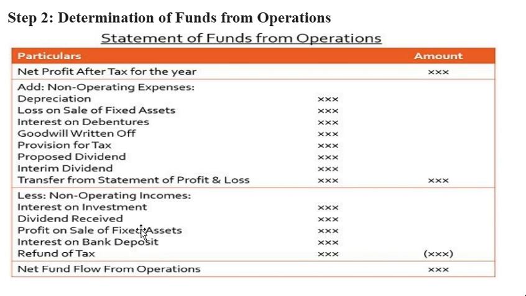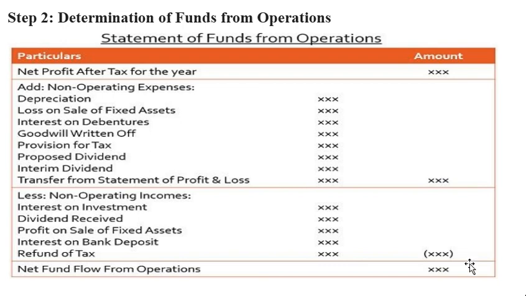So non-operating income means all the non-operating income, which is not from the production purpose. When you sell the goods, what you get is called operating profit or operating income. But other than that, like sale of furniture, the dividends received, profit on sale of fixed assets, all these are non-operating. I have mentioned here, say interest on investment, dividend received, then profit on sale of fixed assets, then interest on bank deposit, refund of tax. All these you have to total and write in the outer column.